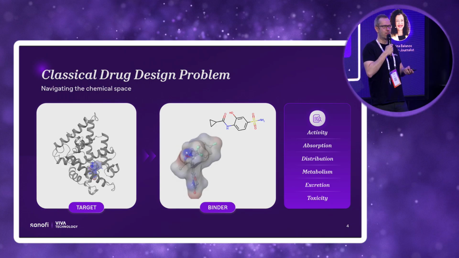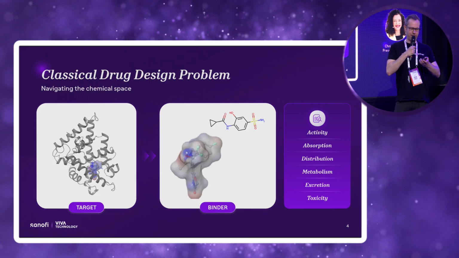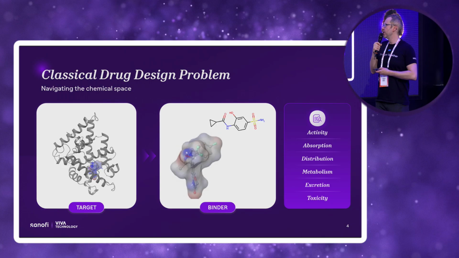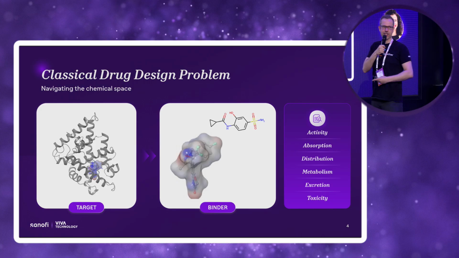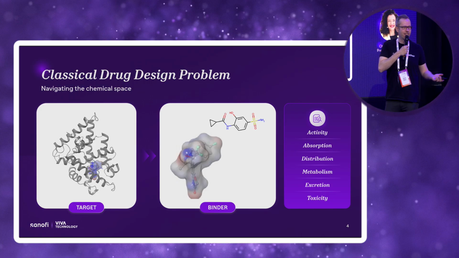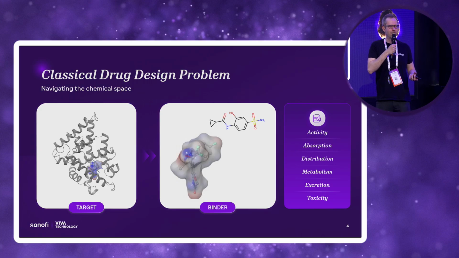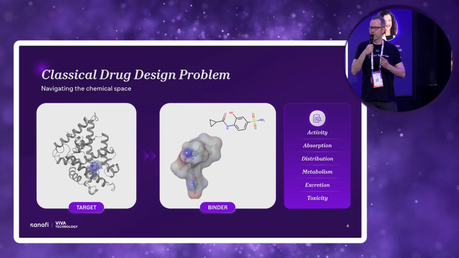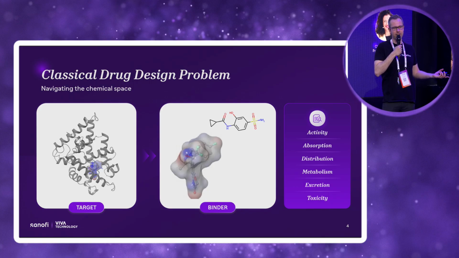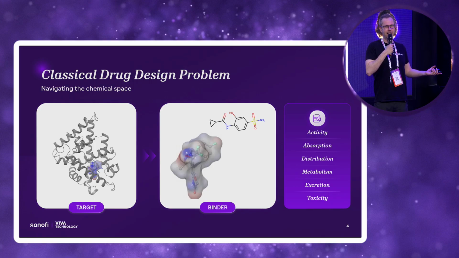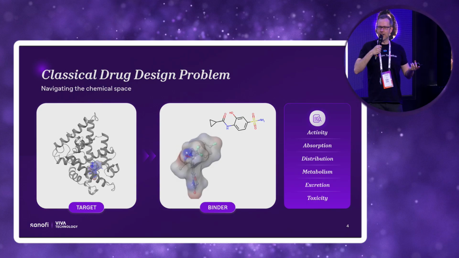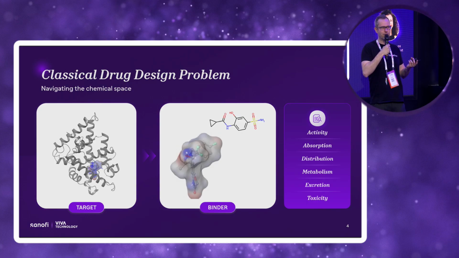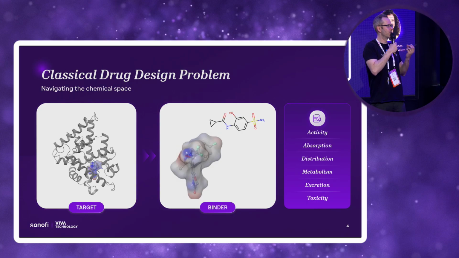Because the drug design problem is very, very difficult. Typically, you have a target like this. This is a protein structure. Then you want to find, for example, here a small molecule that binds this structure. This is already a super difficult task because the solution space of these man-made molecules is huge.